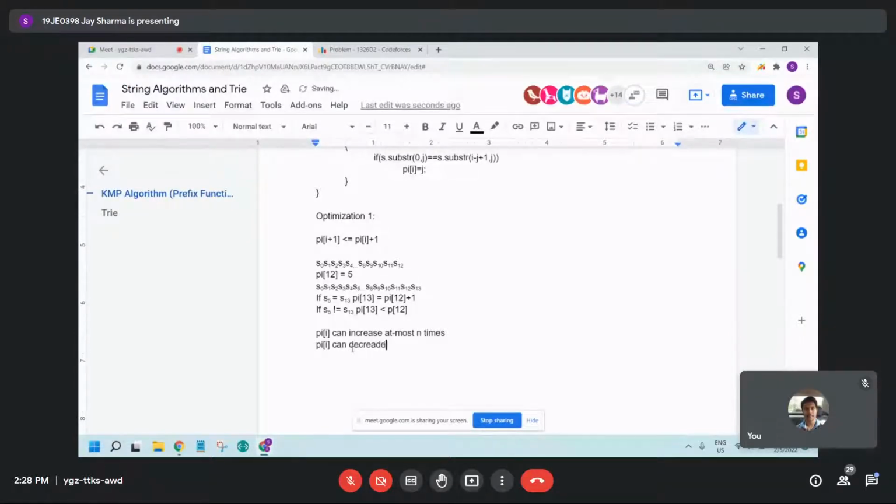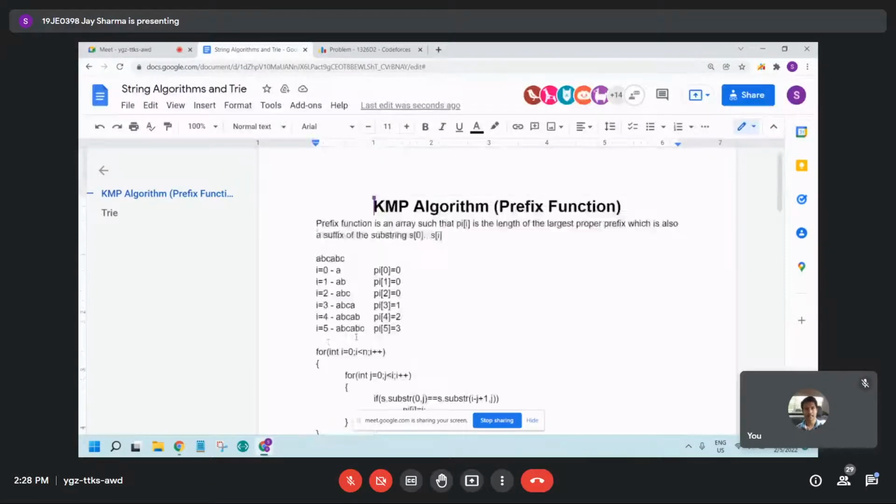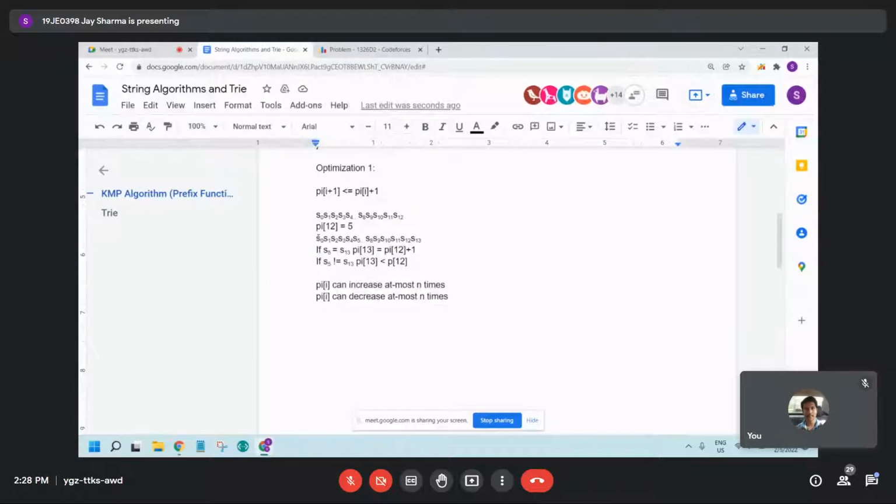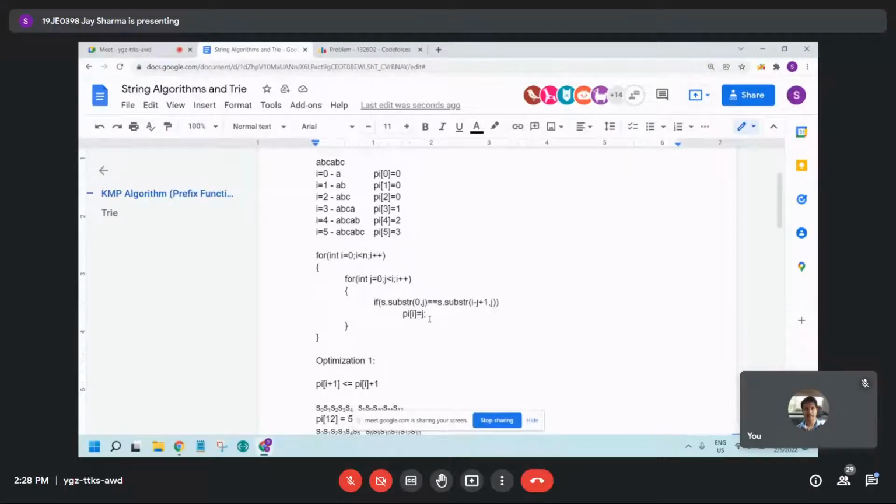So what you can also see is that prefix of i can decrease at most n times, because obviously if it decreases more than n times, then some of the prefix will become negative. So it can increase at most n times and decrease at most n times. So for these two loops, if you check this condition before iterating, like s of 5 equal to s of 13, let me just show you.